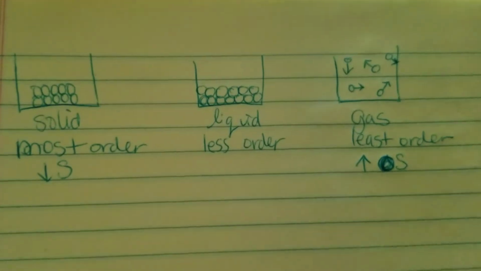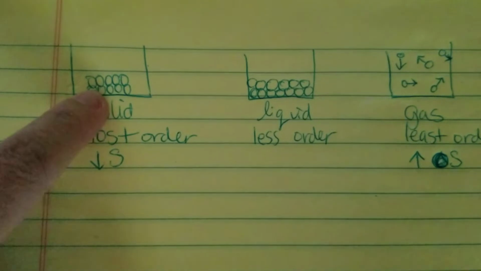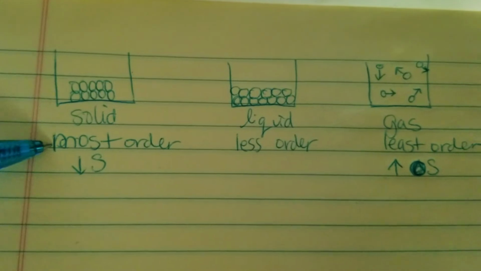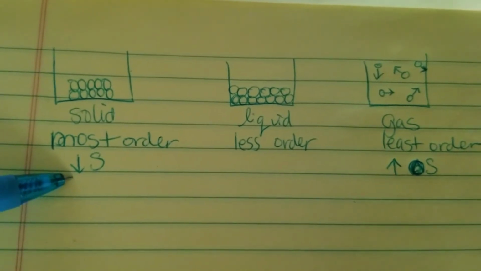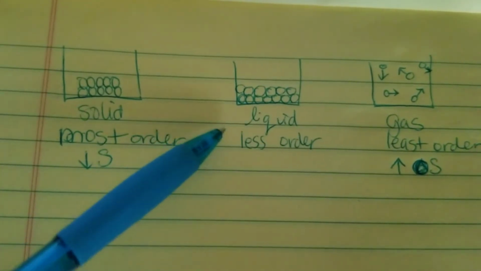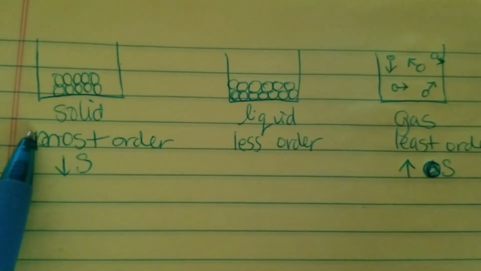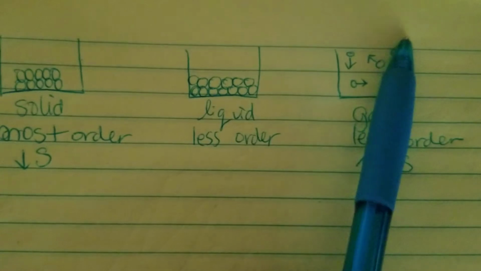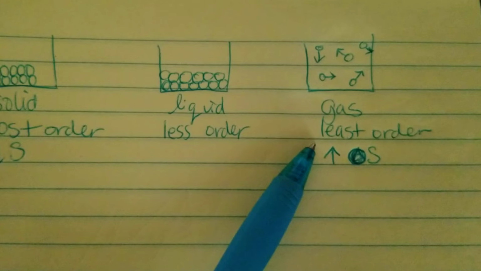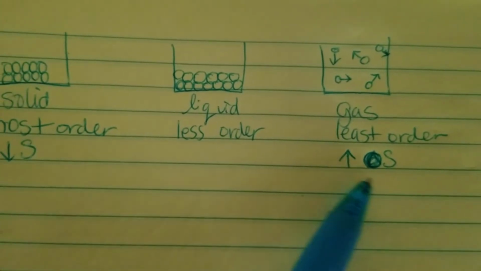If we look at these drawings, which we've done before, you see that in the solid, the particles are going to stay close to each other. There's going to be the most order, which means it's going to have a low S, a low entropy. In a liquid, the particles are flowing and moving, so there is going to be less order than in the solid. And then the gas particles, I drew little arrows representing that they're moving all over the place in random directions. They're going to have the least amount of order, aka the most amount of disorder. So they're going to have the highest entropy.